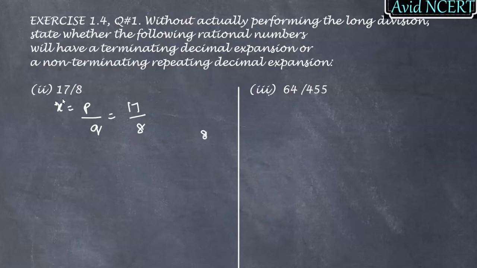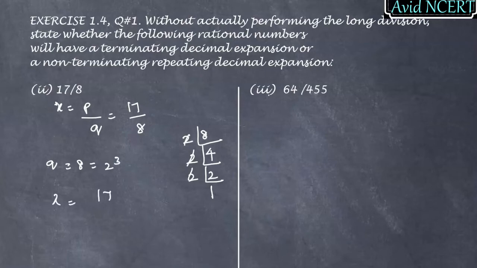So we can find the factors of 8. We'll start with the lowest prime factor: 2 4 times 8, again 2 2 times is 4, and 2 1 times is 2. So the factorization of q, that is 8, is 2 into 2 into 2, which is 2 to the power of 3. So we can write this as x equals 17 by 2 power 3, which means q is of the form 2 power n. This is how we have to write for this type of problem.